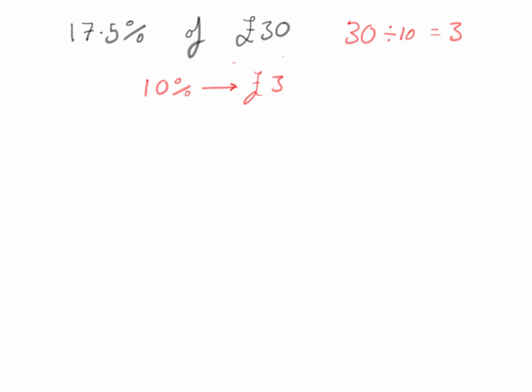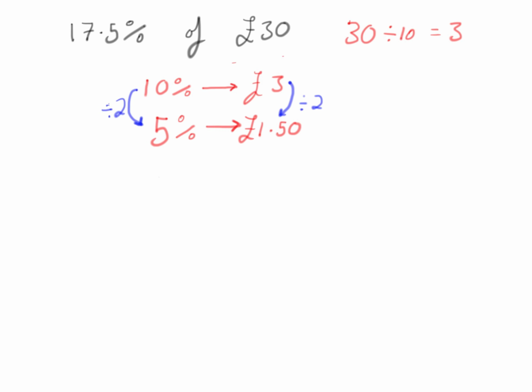Well, obviously this isn't 17.5%, but we can start breaking it down into smaller chunks. Now we've got 10%, let's find 5%. How can we find 5%? Going from 10% down to 5% is half, which is the same as dividing by 2. So if we've divided one side by 2, we must divide the other side by 2. So we'll just halve our £3, and half of £3 is £1.50.